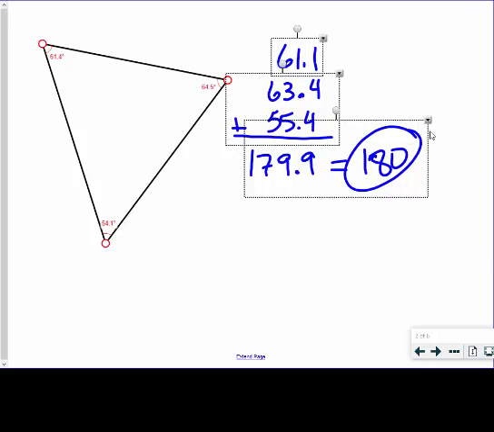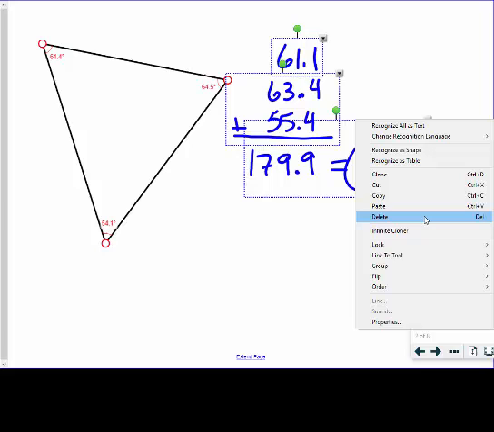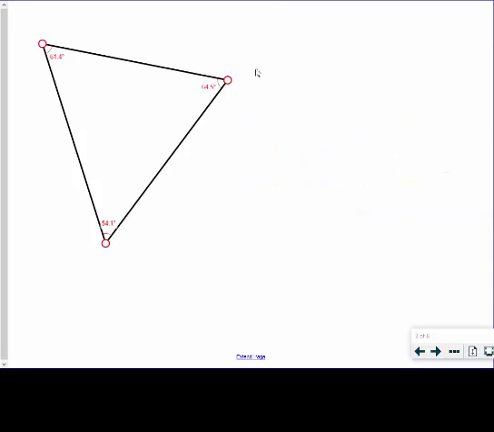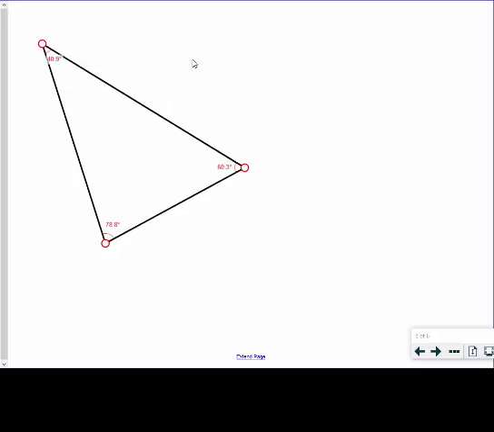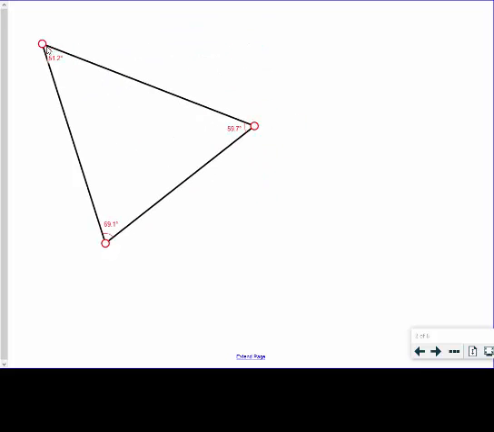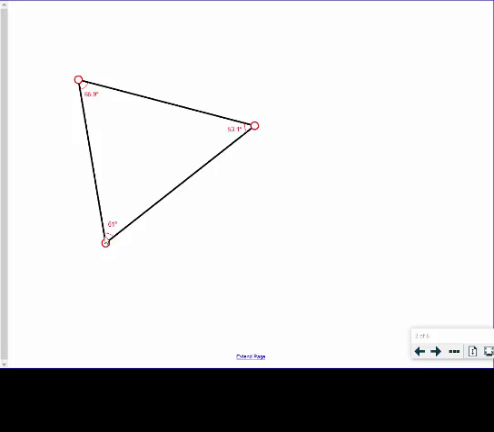Alright, so I'm going to attempt to move these angles around. I'm going to do it over here, maybe it'll work better. Tell me when to stop. Stop. Alright, and let's move this one around. Stop. And let's move this. And we'll just leave that one.